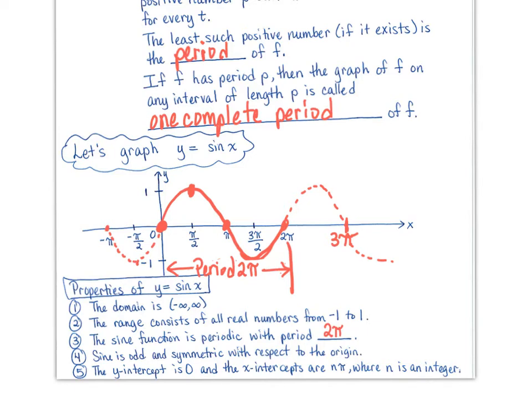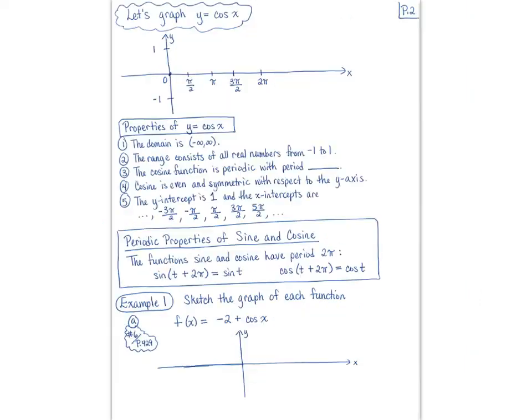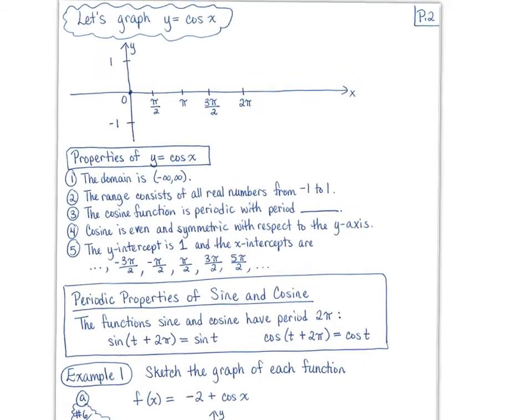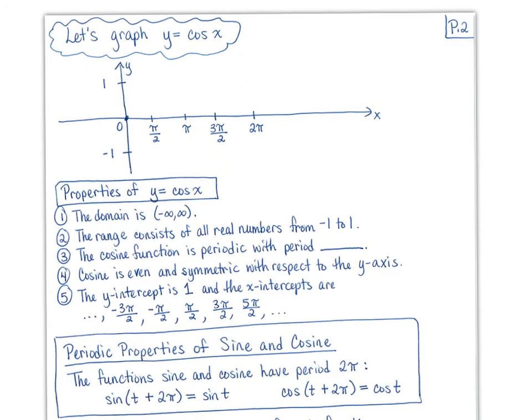Let's sketch the graph of cosine of x. Cosine of x. What's cosine of 0? 1. Good. What's cosine of pi half? 0. Good. What's cosine of pi? Negative 1. Good. What's cosine of 3 pi over 2? 0. Good. What's cosine of 2 pi? 1.